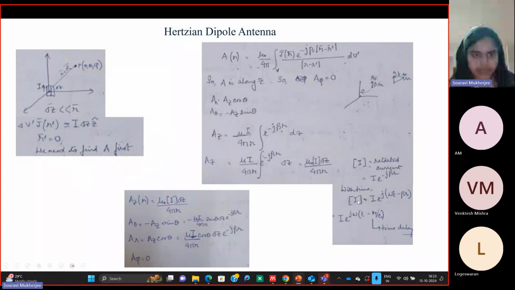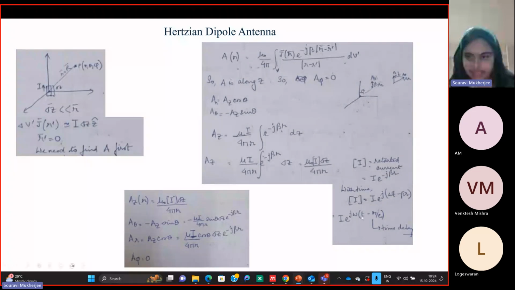Okay. So if you now include the time variation, you will have I as I e to the power j omega t minus beta r. So you have an omega t term. Omega takes care of your frequency, and beta r, where beta takes care of your spatial periodicity, which is the wavelength. Okay. So this is your retarded current.